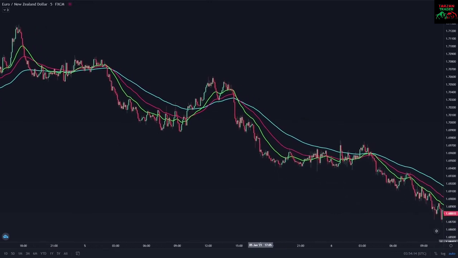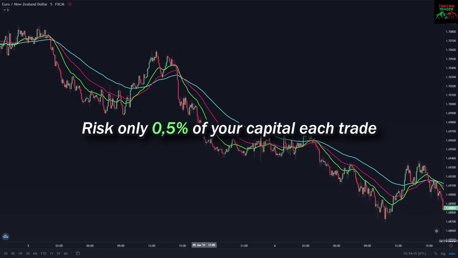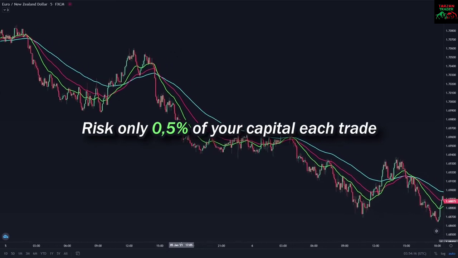The second tip is don't risk too much capital. You never want to risk more than 1% of your capital per trade. I recommend risking only 0.5% each trade.